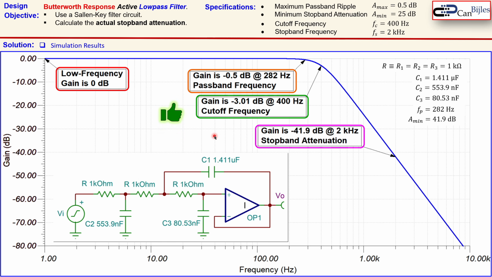Alright, that was our example considering the Butterworth response active low pass filter. For these specifications, we have seen that we need a third order low pass filter. We have used the Sallen-Key filter configuration 3-pole to realize this circuit.